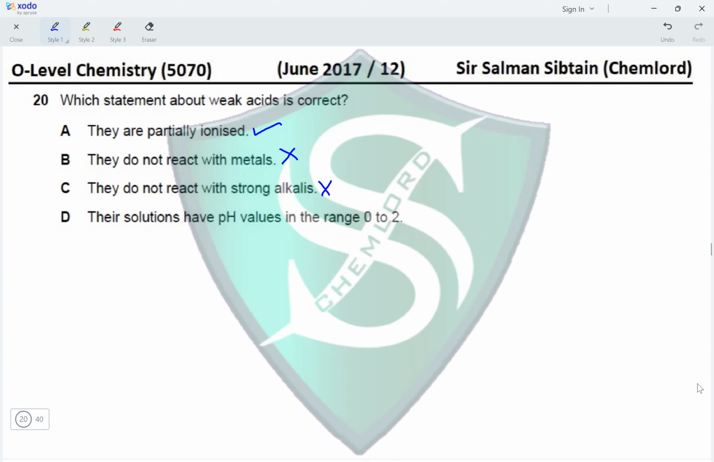D, their solutions have pH values in the range of 0 to 2. Now, this range is for strong acids, not weak acids. So, this is incorrect. They have a range of somewhere between 3 to 6. 0 to 3 is the pH range of strong acids. Therefore, the correct option for this question is option A.